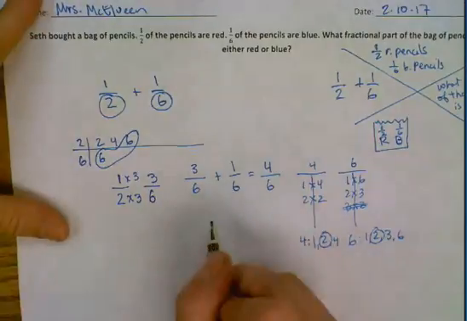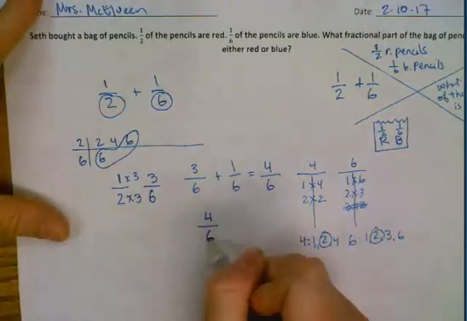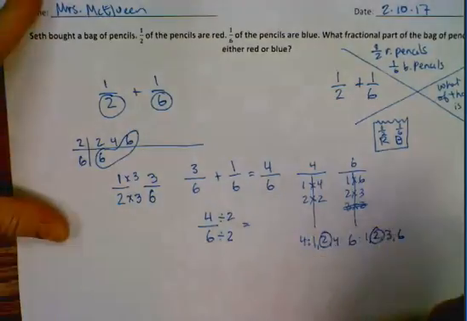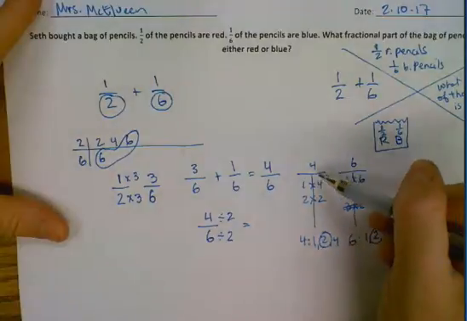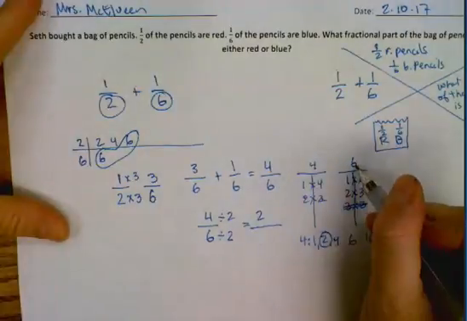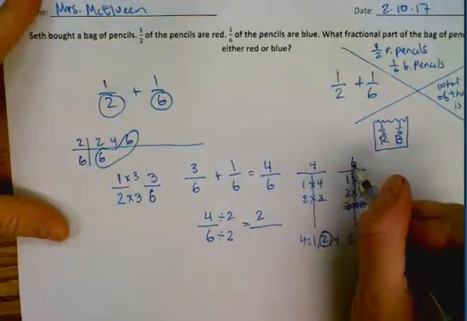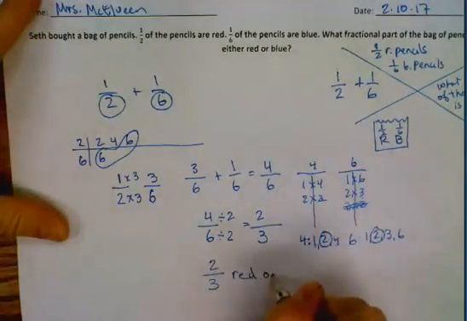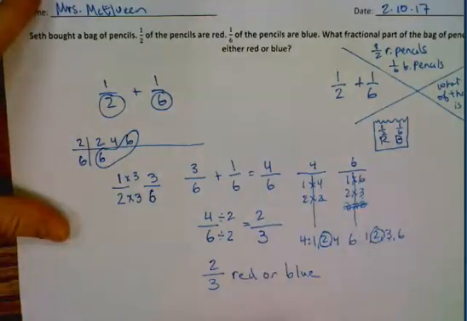When I'm simplifying a fraction, I'm getting fewer pieces. So I divide by the greatest common factor. 4 divided by 2, 6 divided by 2. If I don't remember the fact family right away, I know that 4 divided by 2 is 2. 6 divided by 2 is 3. So the fractional part of the bag that is either red or blue is 2/3. Perhaps he has some more pencils in that bag too, another third of some other color that we don't know about. But we're only interested in red or blue.